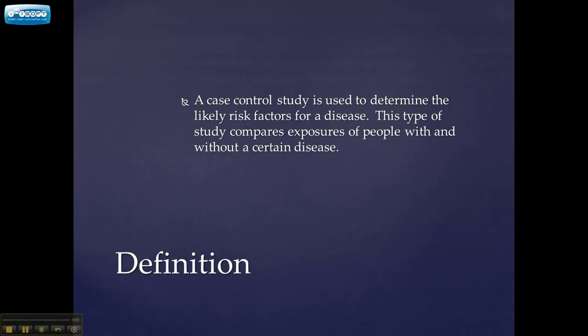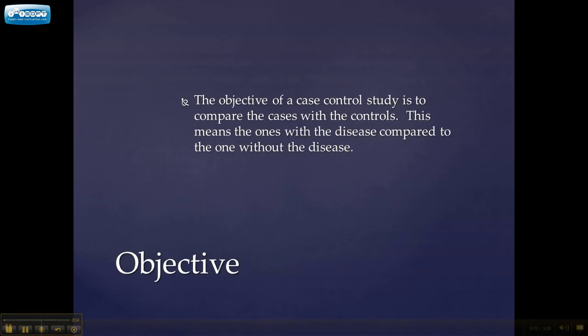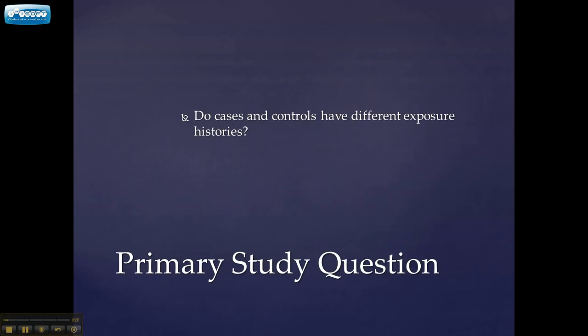A case control study is used to examine the relationship of an exposure to a certain disease. So the objective of a case control study is to compare the two groups, cases and controls. Cases are the individuals with the disease, and controls are the ones without the disease. The primary question of a case control study is, do cases and controls have different exposure histories?